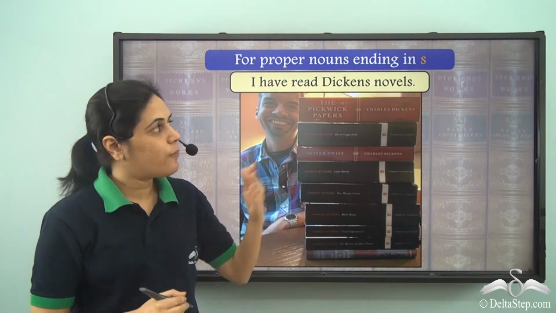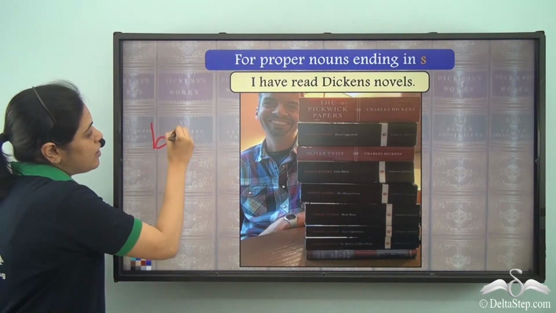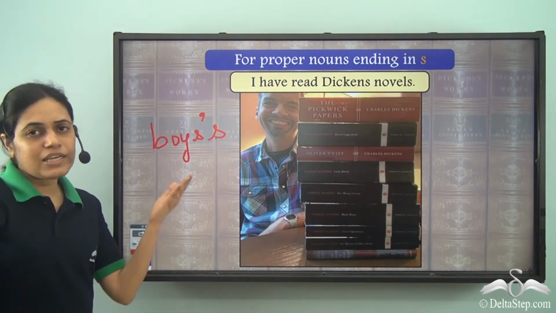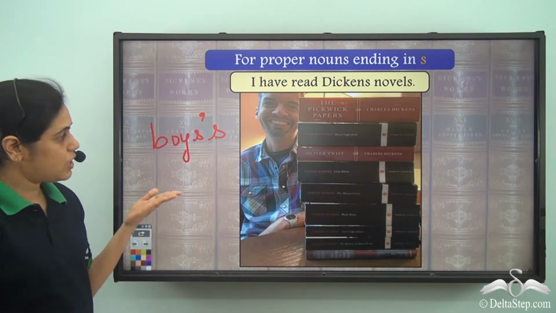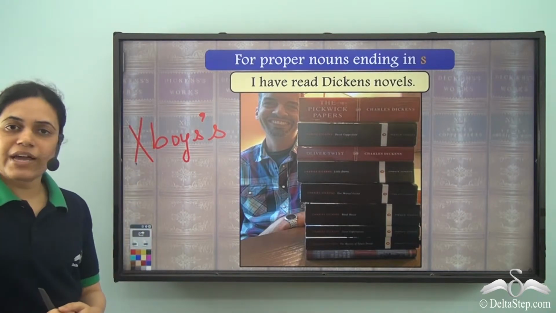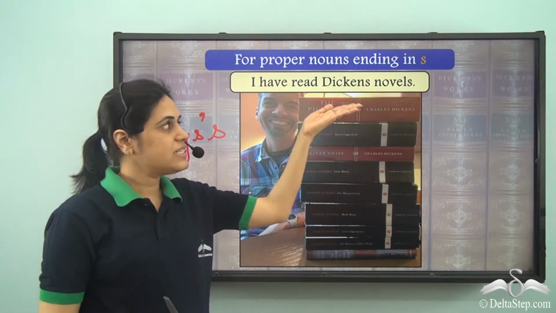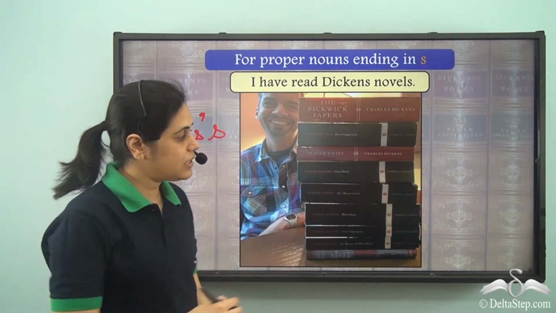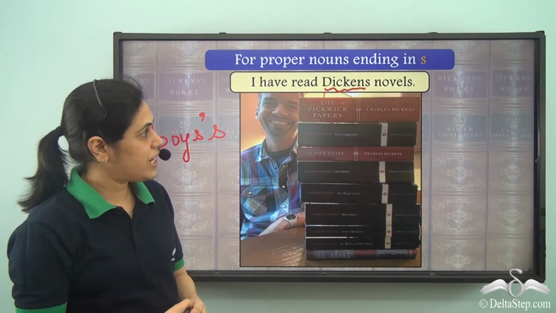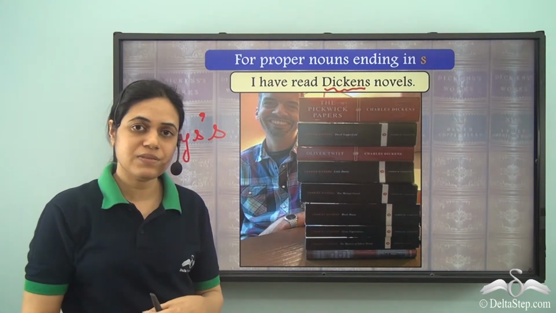Now what about proper nouns ending in S? I said that if I write boys apostrophe S, then it becomes very difficult to read. Boyses. That is why we never write like this. But what if I say I have read Dickens novels? Dickens is an author. So I have read novels written by Dickens or novels of Dickens.